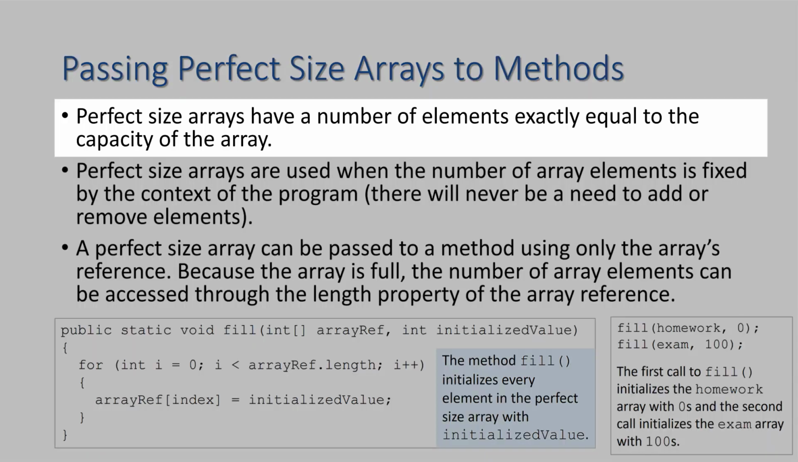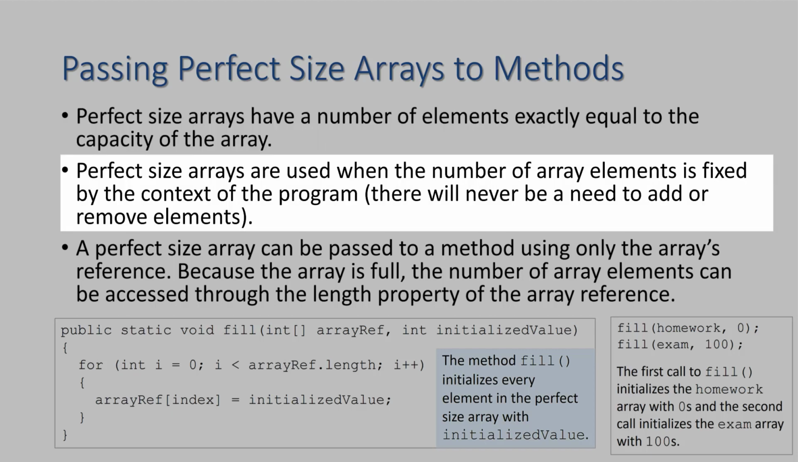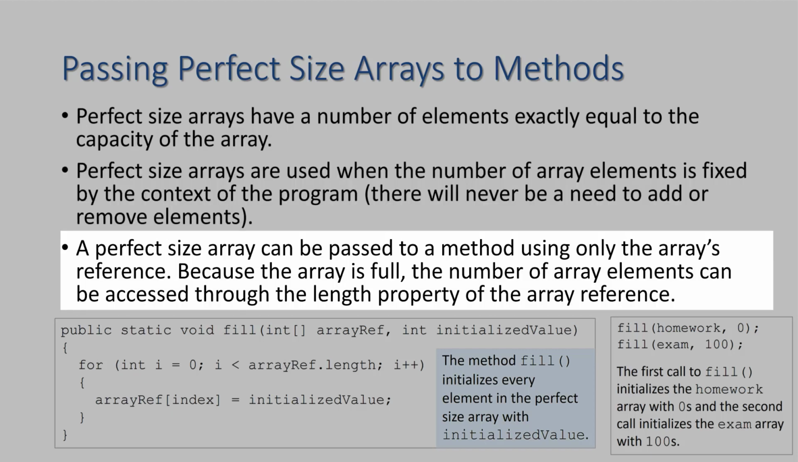Perfect size arrays have a number of elements exactly equal to the capacity of the array. Perfect size arrays are used when the number of array elements is fixed by the context of the program and there will never be a need to add or remove elements. A perfect size array can be passed to a method using only the array reference variable. Because the array is full, the number of elements can be accessed through the length property of the array reference.